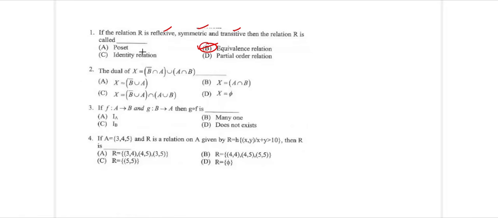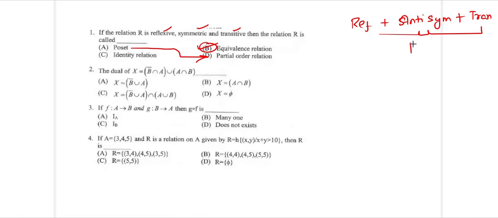What is meant by a poset? Poset and a partial order relation are both one and the same. What is going to be a poset or a partial order relation? If it is going to be reflexive, anti-symmetric, and transitive, then these three together contribute a partial order relation, which we refer to as poset.